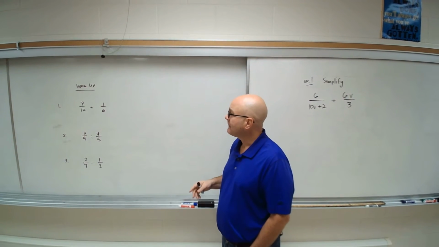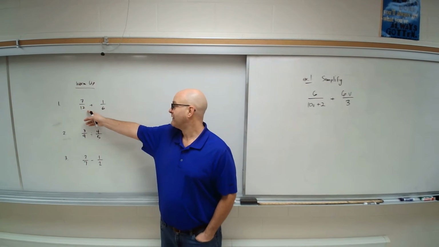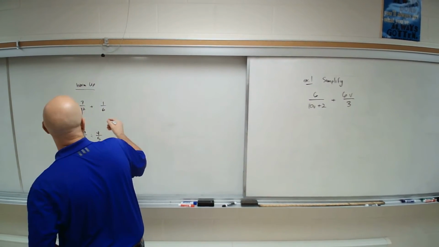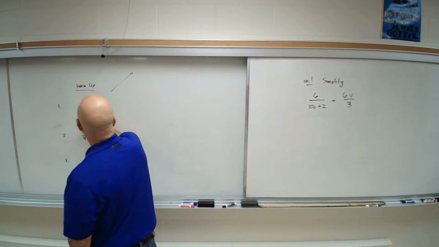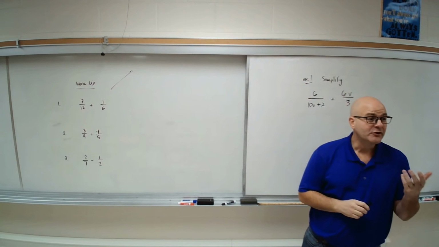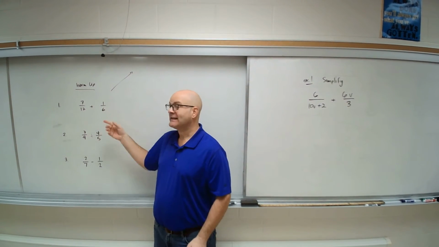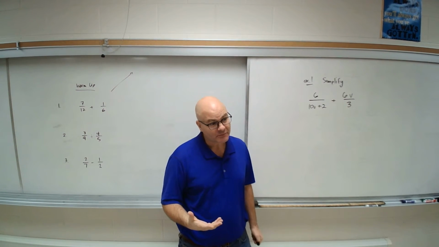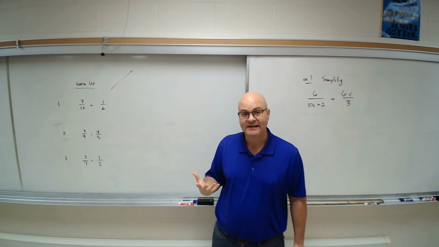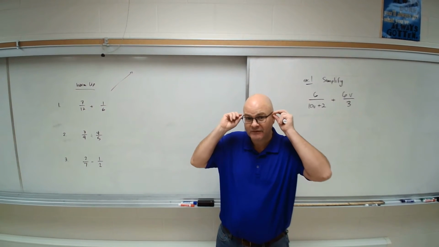For the first one, we have 7/2 plus 1/6. Now obviously we have two different denominators here. Right, so what we're going to do is we're going to take the two denominators and find the common multiple. Right? Now you could do 12 times 6 and you'd get 72, which is a common multiple, but we'd rather use the least common multiple. It makes our arithmetic easier. And you're going to be doing these by hand, so you want to use small numbers if you can.